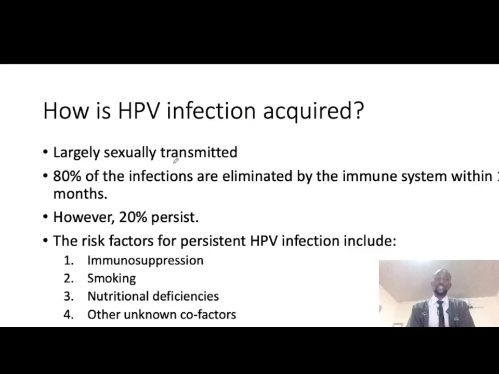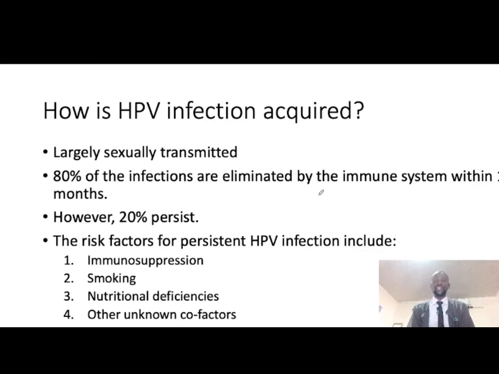Therefore, part of the risk factors are going to be things that will predispose this particular patient to contracting this sexually transmitted infection. So even when you get the HPV, human papillomavirus, 80% of these infections are eliminated by the immune system. Within 18 months, you eliminate about 80%. However, 20% of these cases may persist. And it's this persistent HPV infection that's problematic. This is the one that leads to cervical cancer, to cancer development.